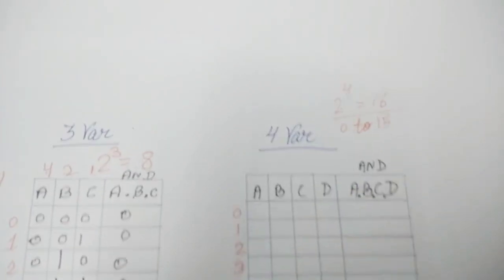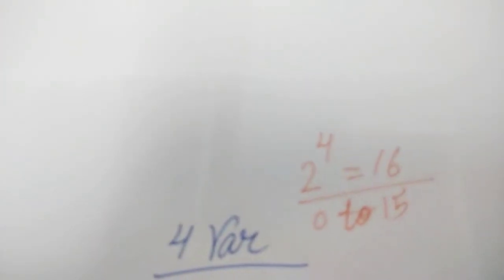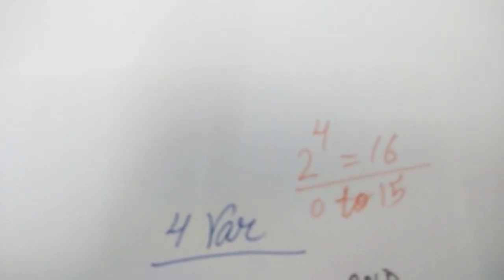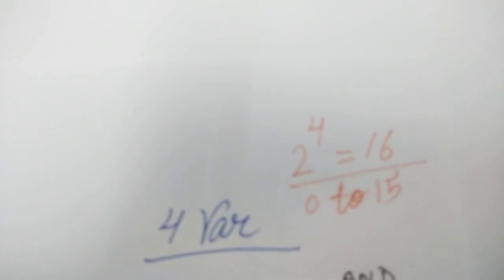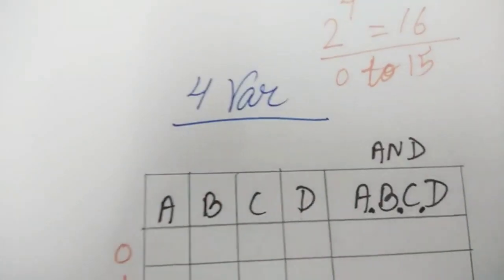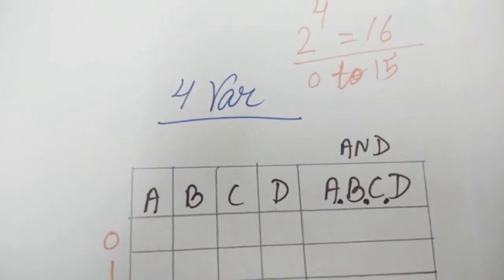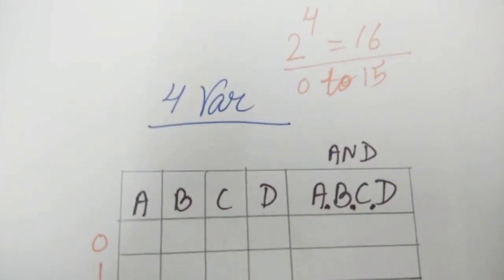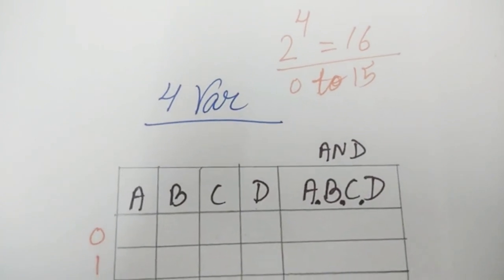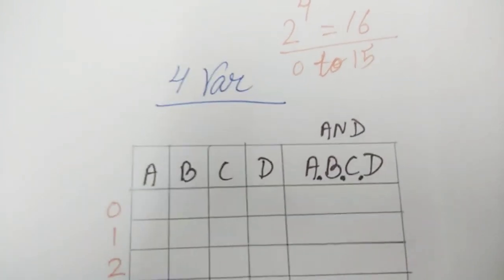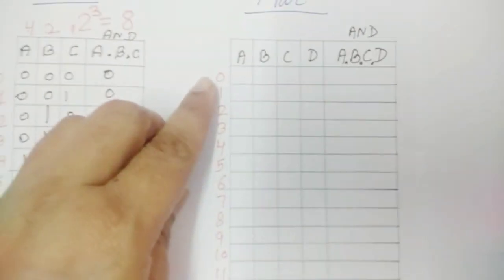Now moving to the 4 variable truth table. In 4 variables, again, how to calculate the total number of rows? 2 raised to the power 4 is equal to 16, starting with 0 and ending with 15. 0 to 15, total possible values. Again, how many variables have I used in this table? A, B, C, D, total 4. So what will be the output? The output will be A dot B dot C dot D, the AND operator, the product. On the left hand side, again you will be writing all the possible combinations 0 to 15.